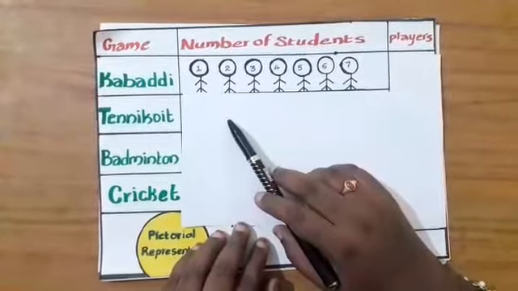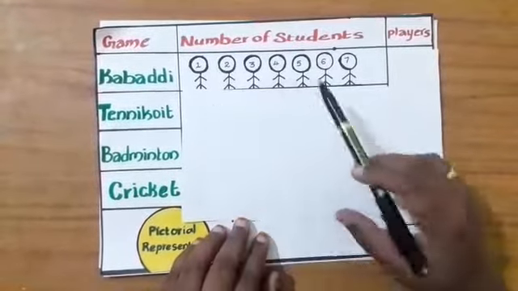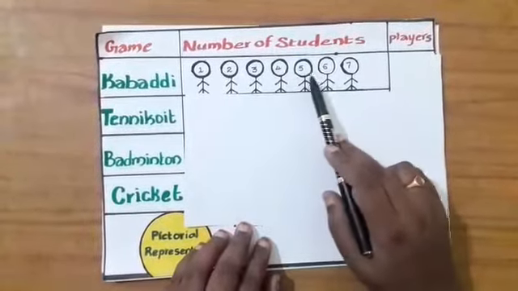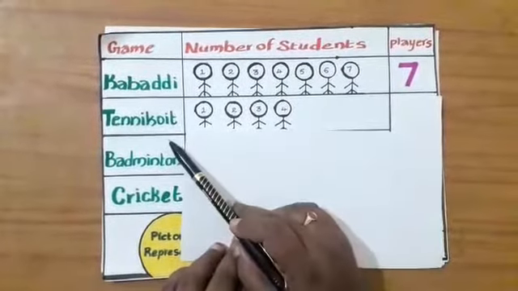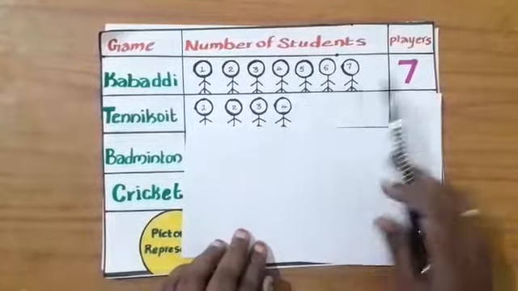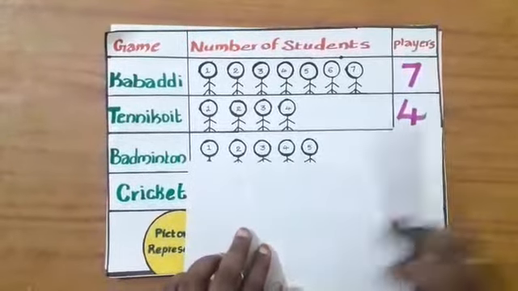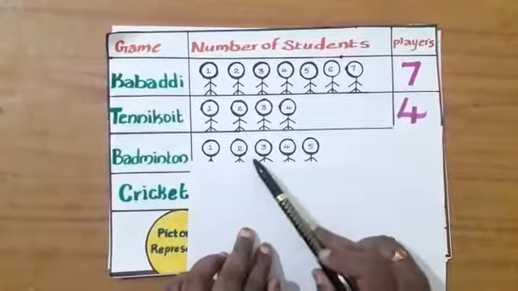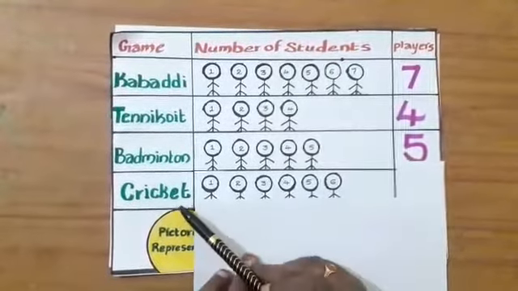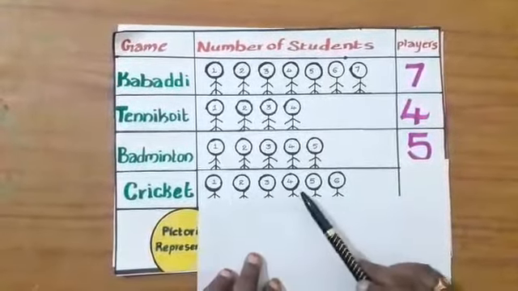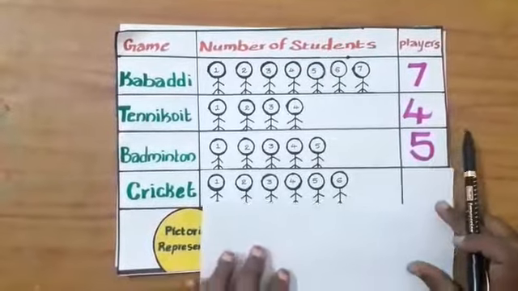How many students played kabaddi? 1, 2, 3, 4, 5, 6, 7. 7 students. And tennis kite also, 1, 2, 3, 4. 4 students. Here badminton, 1, 2, 3, 4, 5. 5 players. Cricket, 1, 2, 3, 4, 5, 6. 6 players.